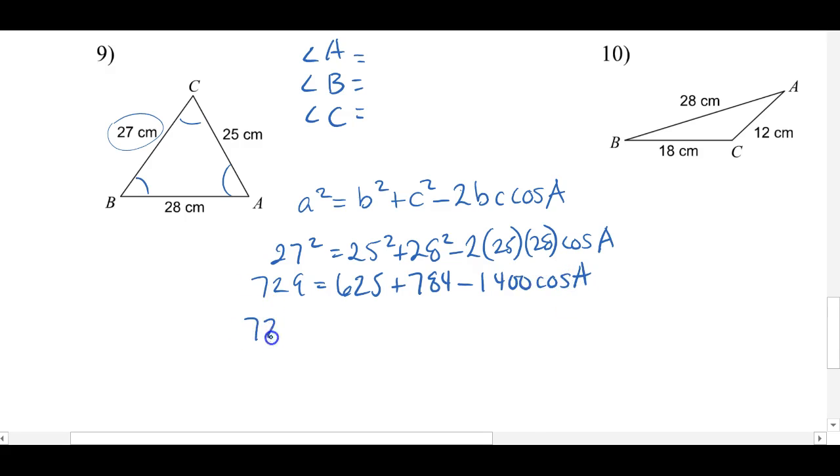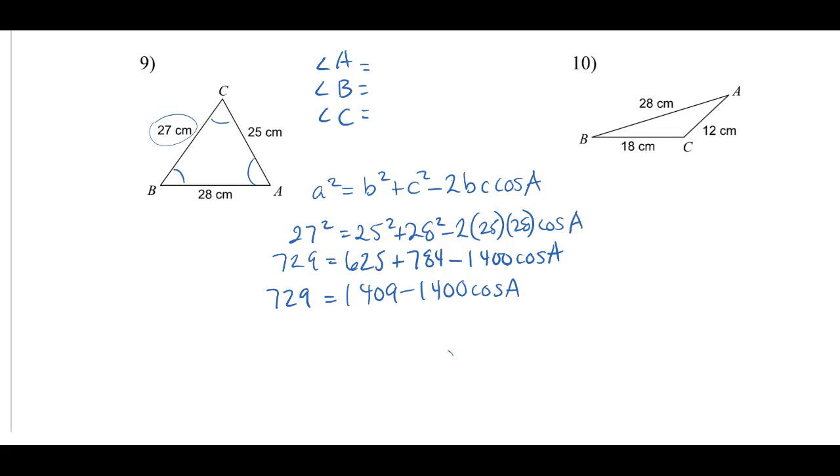Okay, now let's add up 625 and the 784. That's why we have calculators. Some of you are saying, oh, these numbers are so big, Mr. Osborne, how could you? Well, that's why we have calculators, ladies and gentlemen. So now let's subtract the 1409 from both sides.